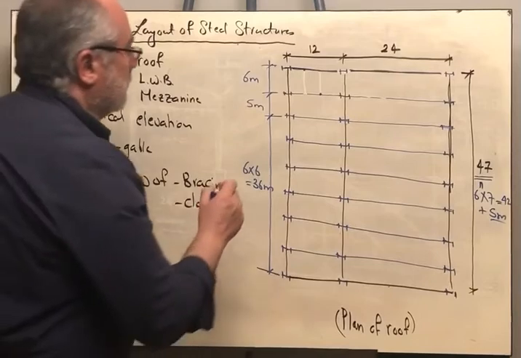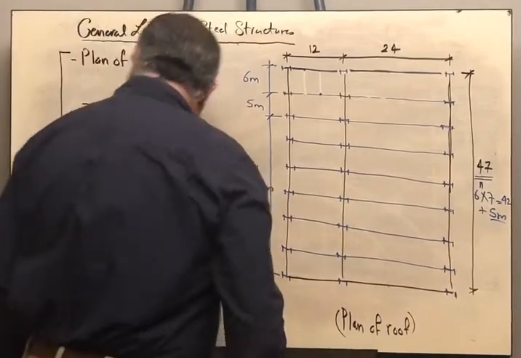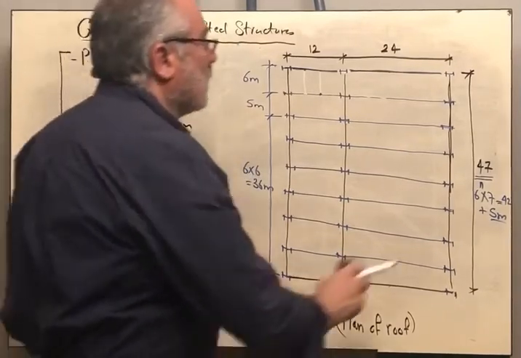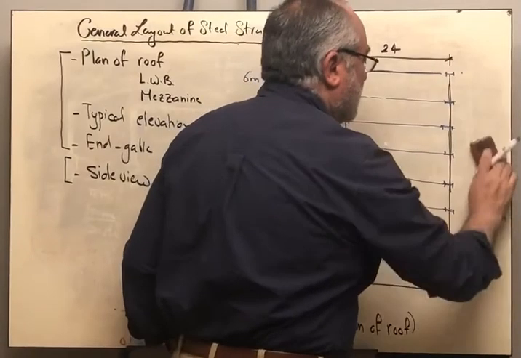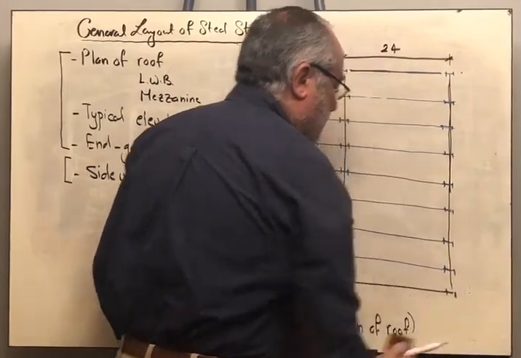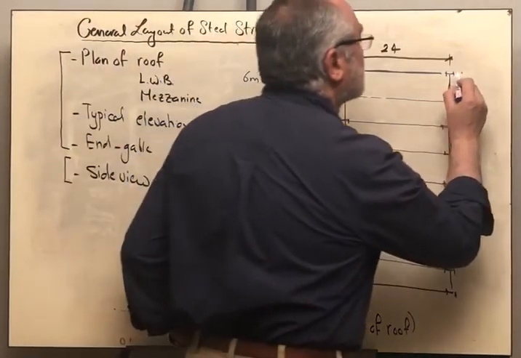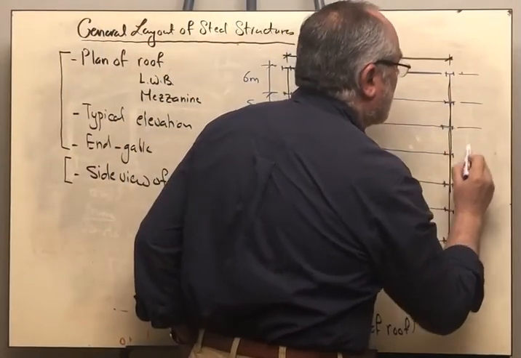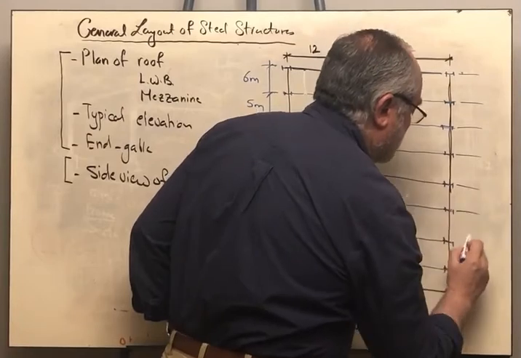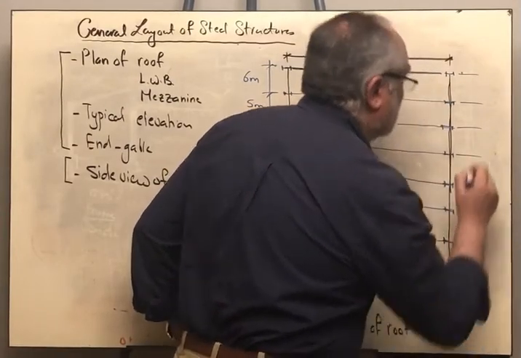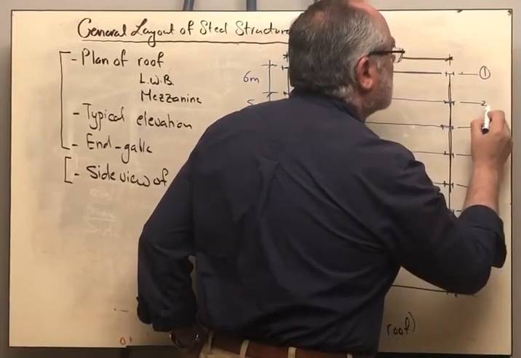We can give these axes a name. We can name the axes. Whenever we are having a column, we have to put an X. One.